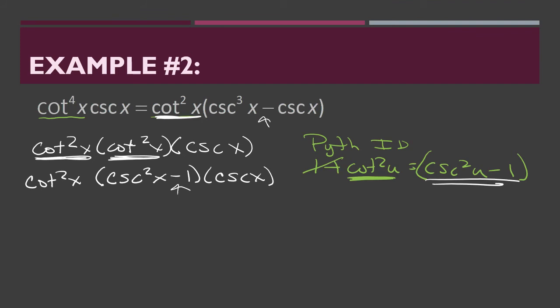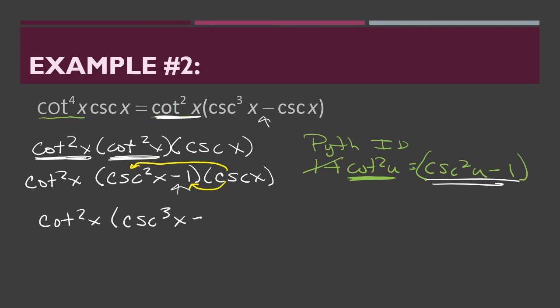However, if I come in and I simply distribute this cosecant here and distribute this cosecant here, that will help my problem. So again, the cotangent squared x needs to come down. Cosecant squared x times cosecant x is cosecant cubed.